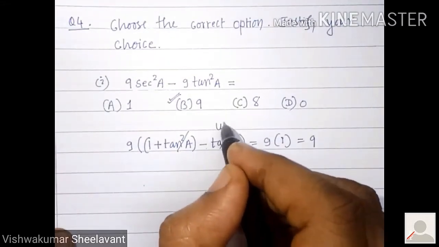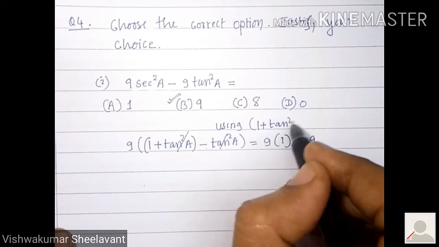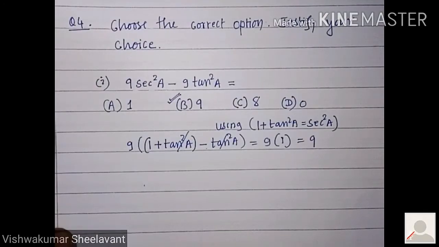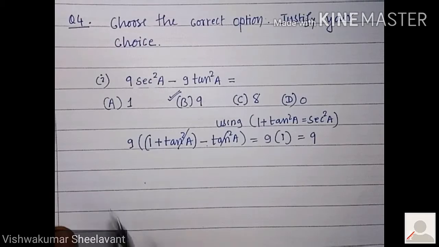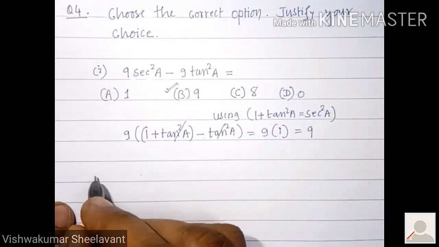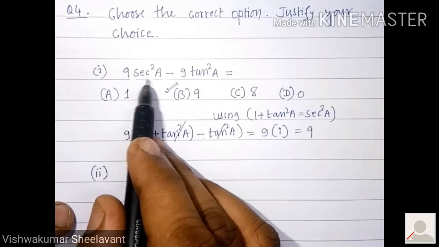You can write if you want using 1 plus tan square A equal to sec square A. All identities should be there in your brain and you should be able to recall them very quickly. And such problems you can also solve in other way. I'll tell you.